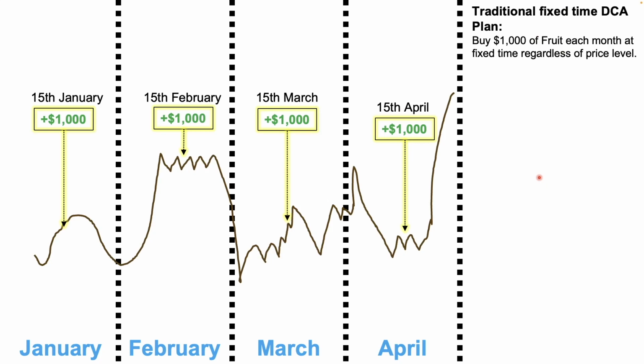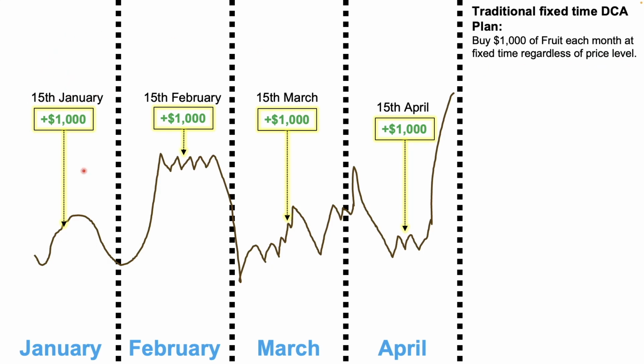Here is an example of a traditional fixed time DCA plan. So every month you will want to buy $1,000 of fruit at a fixed time, and this ignores whatever the price level is at.